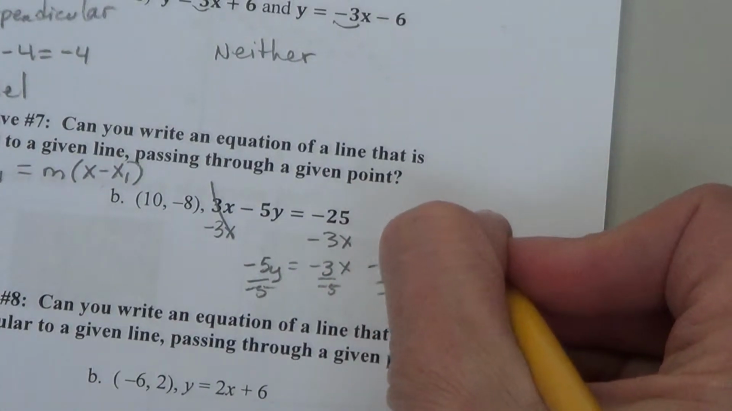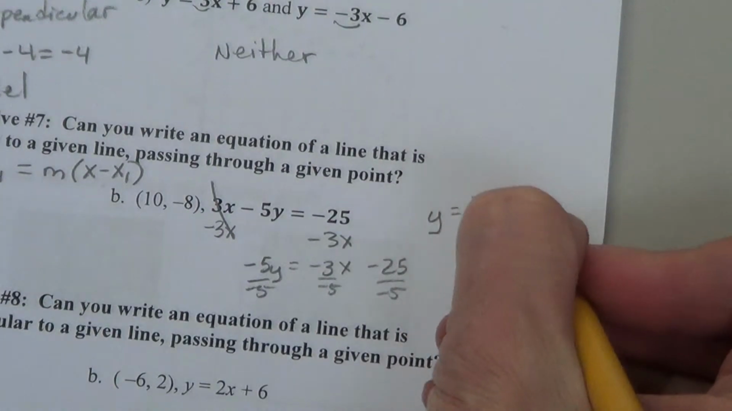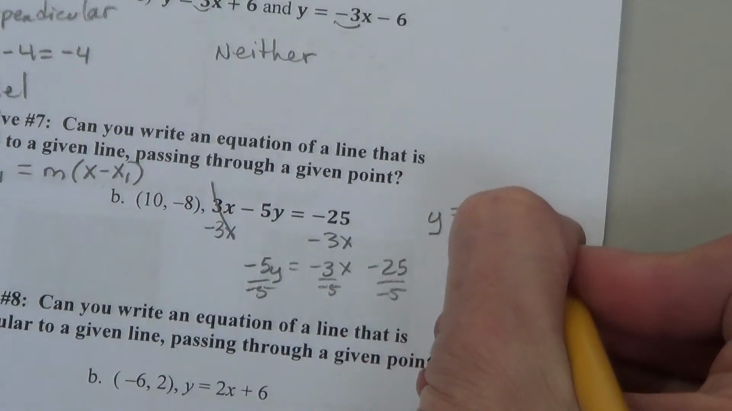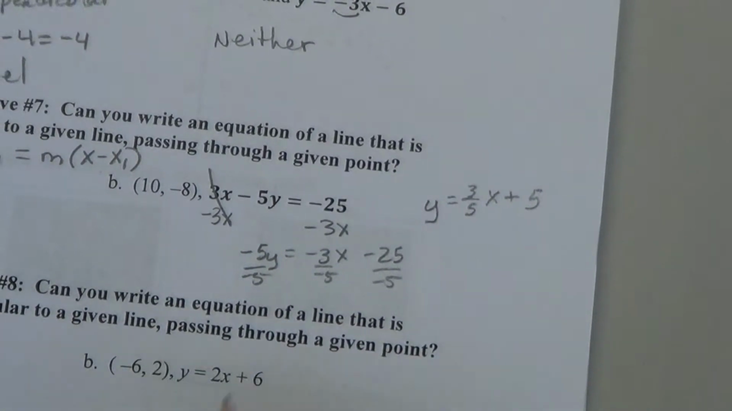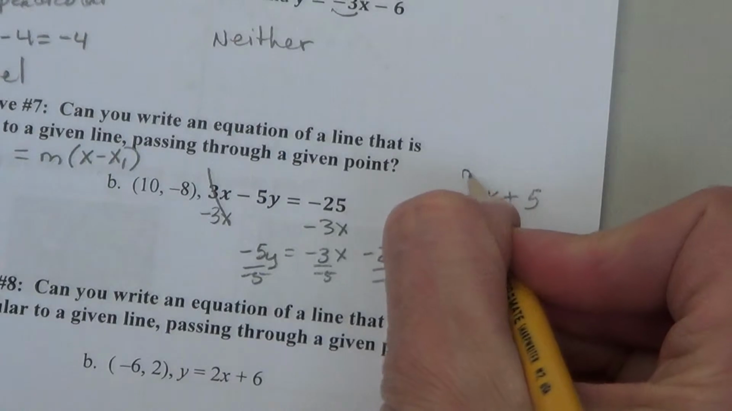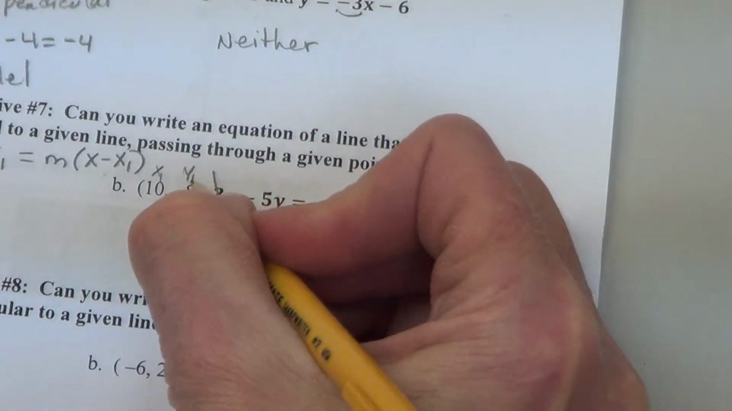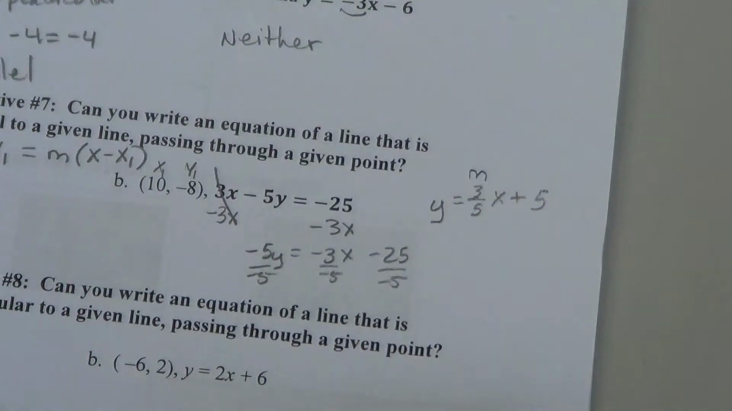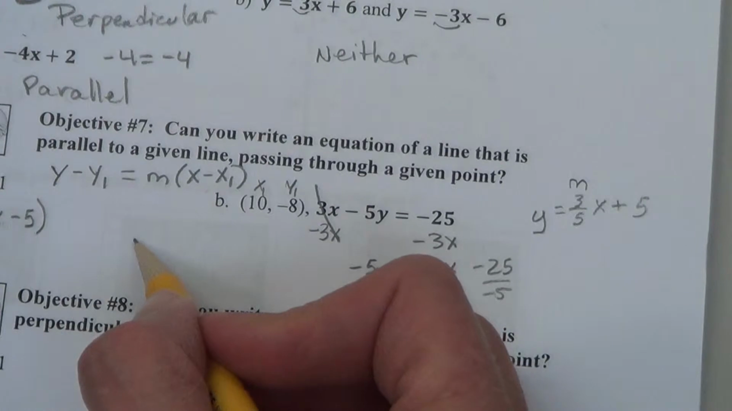y = 3/5 x + 5. Okay. Now we have the slope. There's our m value. Here's our x1, y1. So we're ready to write our equation. I'll slip it over here, a little bit further over.